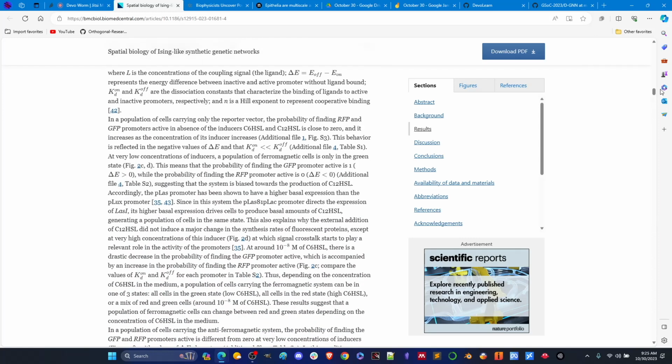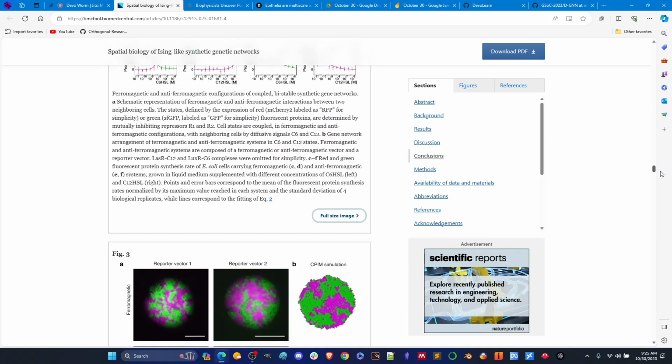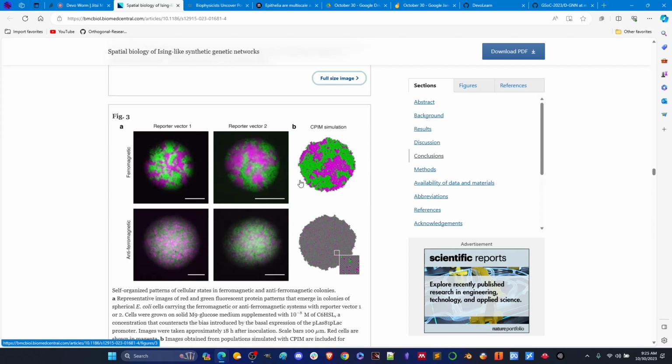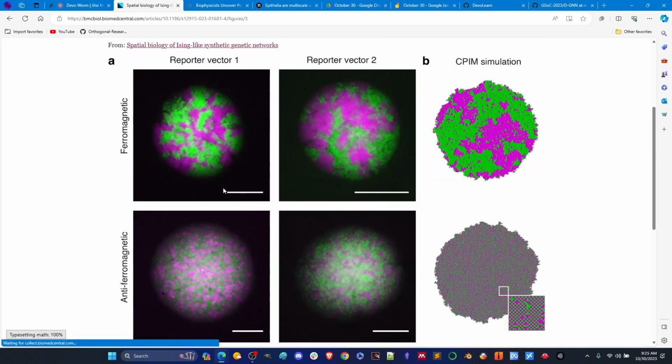And then I don't know if they have any pictures in here of different things, but here's some of these. So this is an example here of the patterns that you get. So in figure 3, you have the antiferromagnetic here, the ferromagnetic. These are the two reporter vectors. So vector 1 is here, where you have, it's probably going to pull it up now. Okay. This is where you get the patchiness between green and magenta. This is where you only have magenta. So that's vector 1, antiferromagnetic.